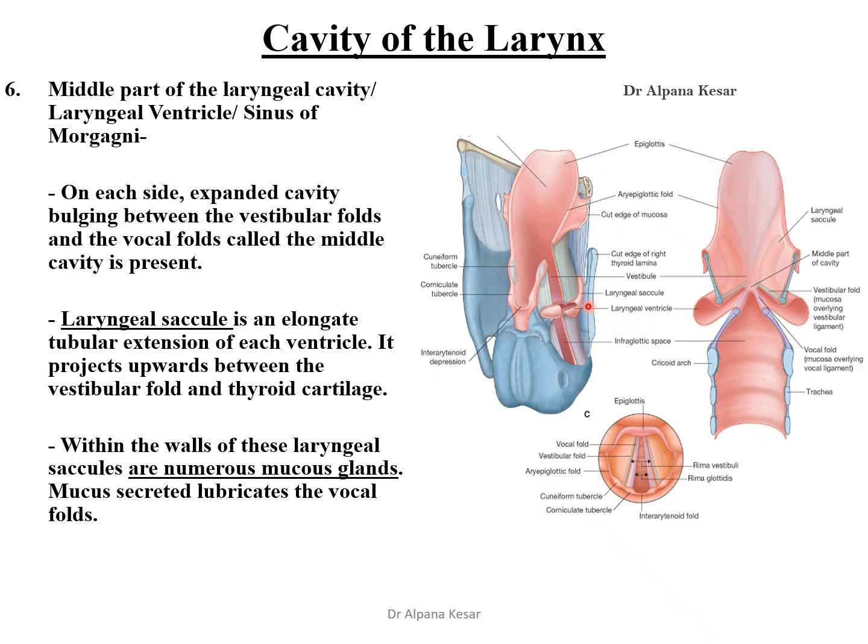A tubular extension from the laryngeal ventricle known as the laryngeal saccule is present, projecting upwards between the vestibular folds and the thyroid cartilage. This tubular structure contains numerous mucus glands. Mucus secreted by these mucus glands helps to lubricate the vocal cords.